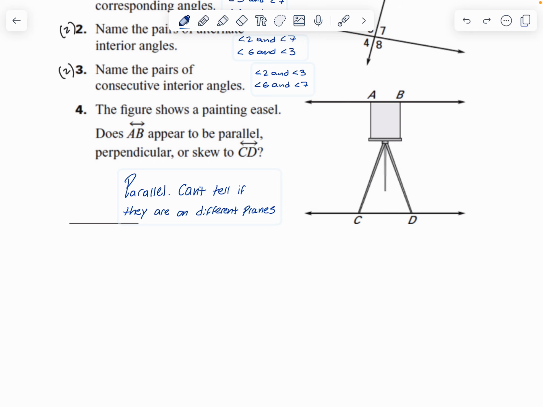Okay, what I would like to do now is transition to the notes. So please get your note packet out.